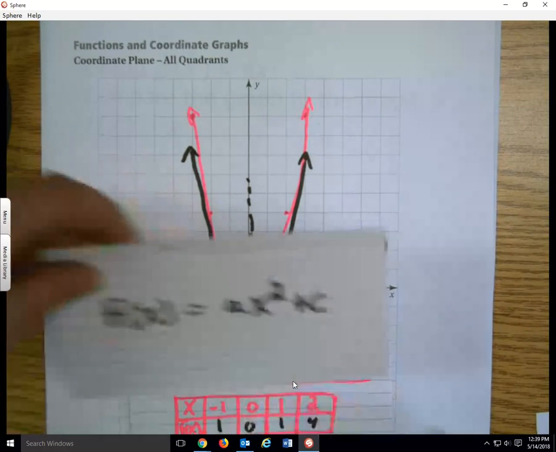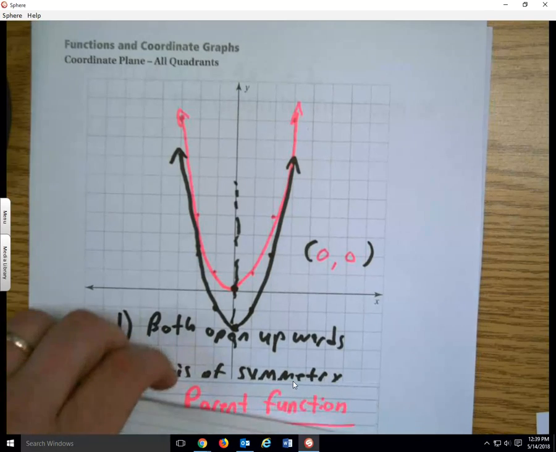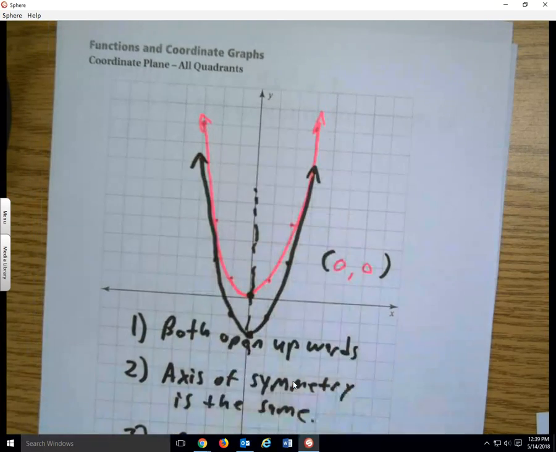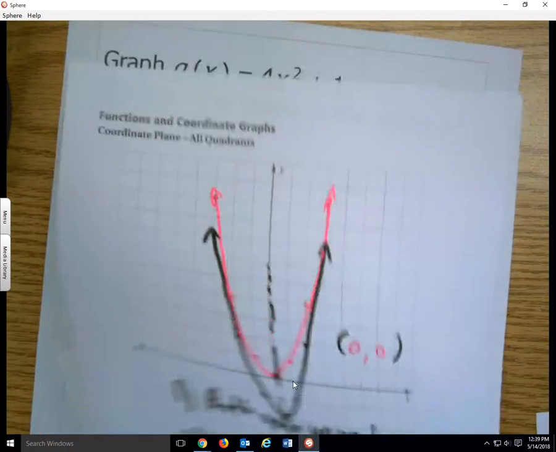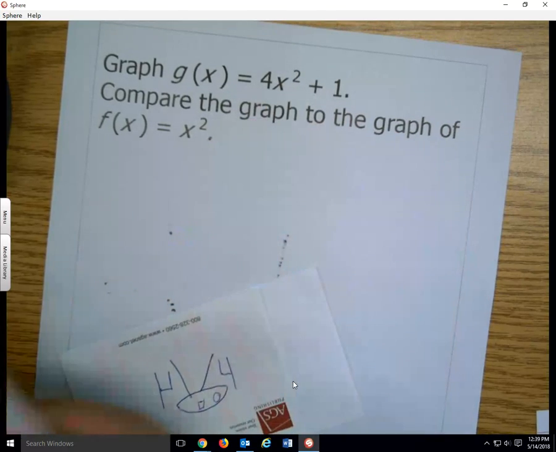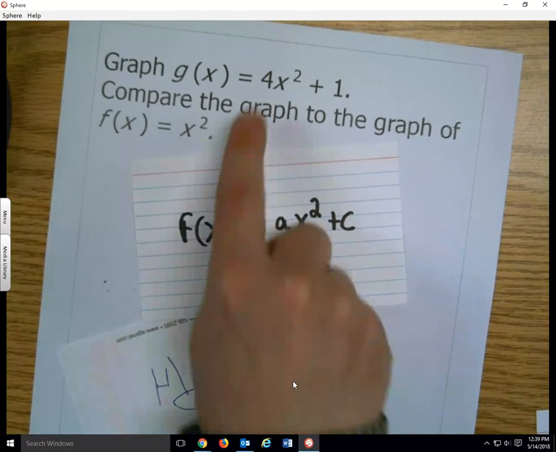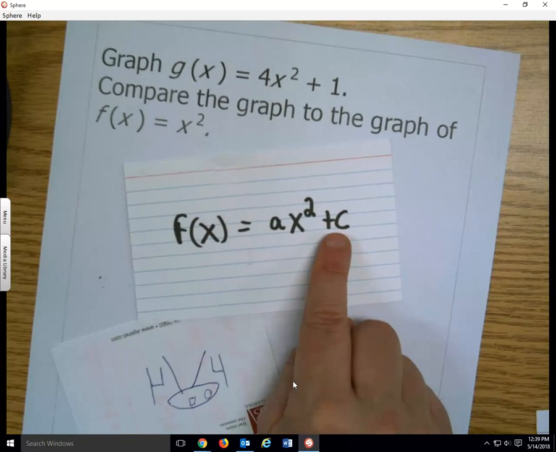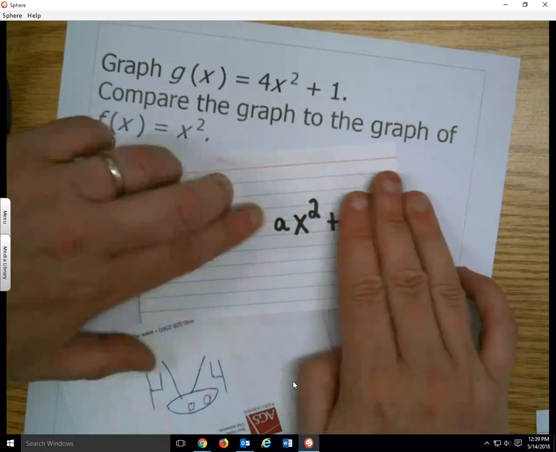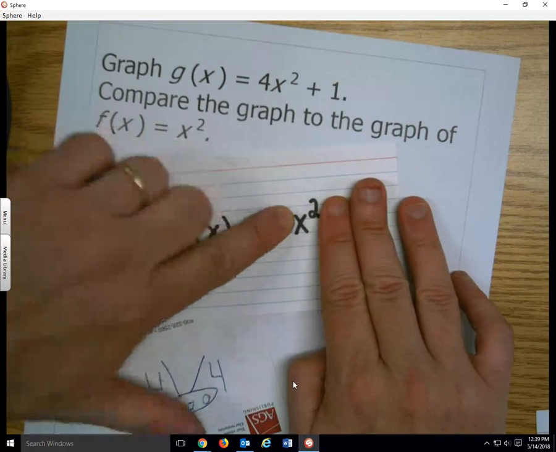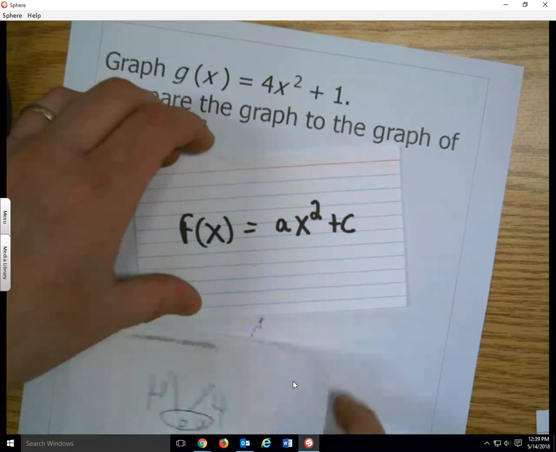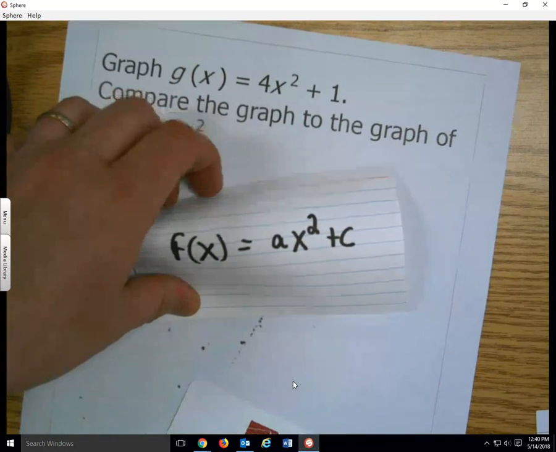But what does the c do? Well, that is a translation. It would move it either up or down. So we looked at each one separately, and our goal today is to see what they do when you have both in the same one. In other words, when you have an a number in front and a c, this number in back, how does that affect this parent function, the x squared? How is that going to affect the parabola? How's that going to move it? How's that going to change it? That's what we're going to look at today.